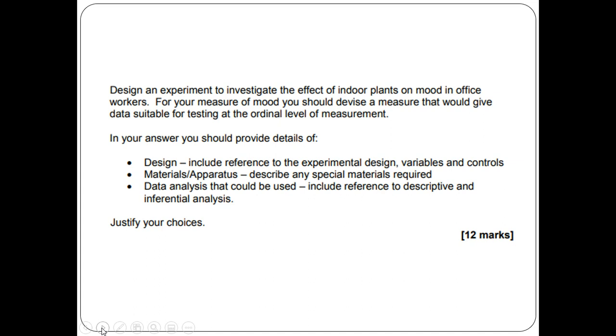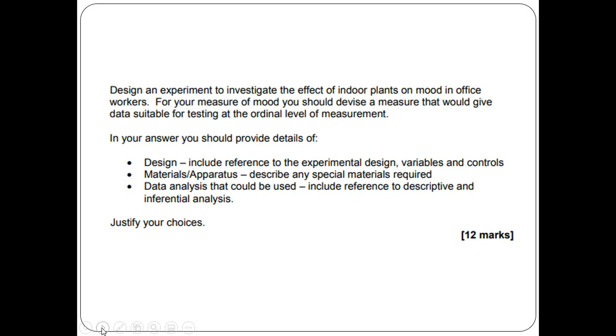The third bullet point is about data analysis. Again, there's 4 marks. So you've got descriptive analysis, so descriptive statistics, and you've got inferential analysis or inferential statistics. So descriptive statistics is measures of central tendency, so averages, measures of dispersion, so spreads, and graphs. So if you did this experiment, if you did some questionnaires, you'd probably have some median scores. So that would be a descriptive statistic. You would probably have a range of scores. So that would be another descriptive statistic. And you'd probably be able to create a bar chart based on those scores.